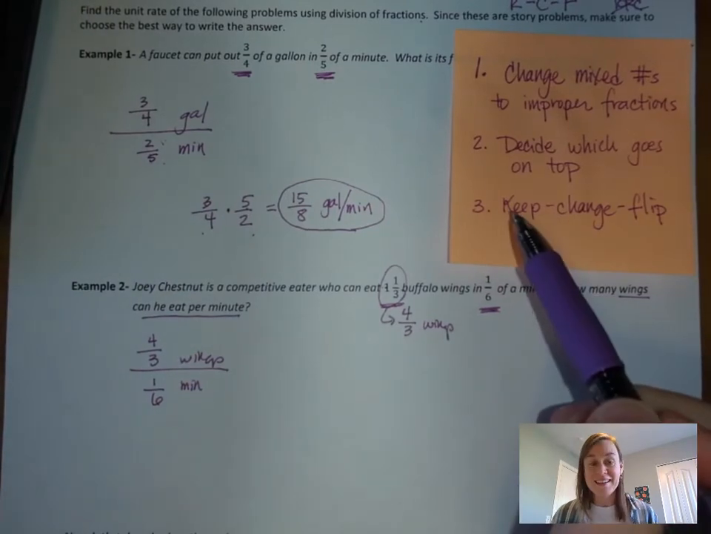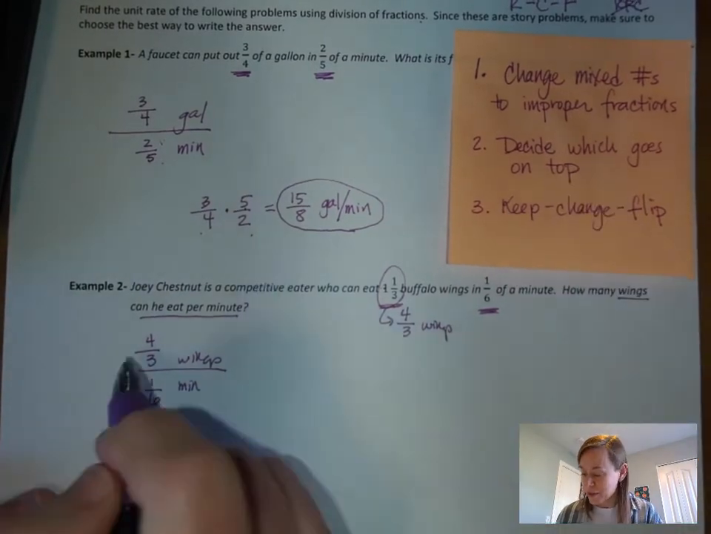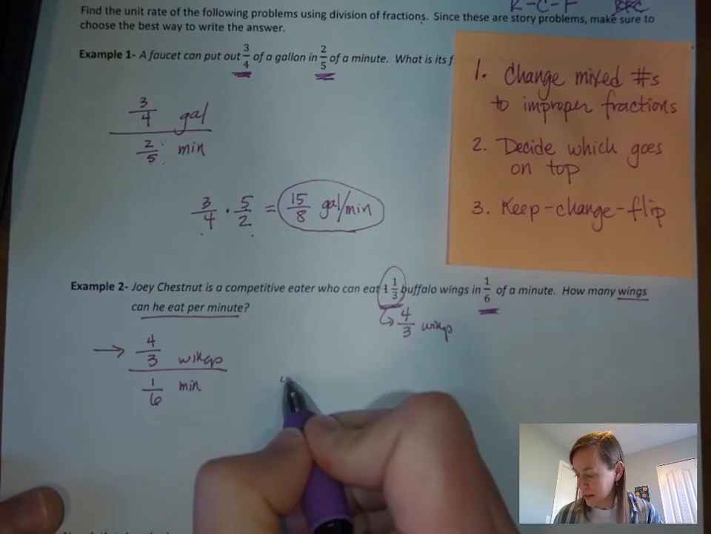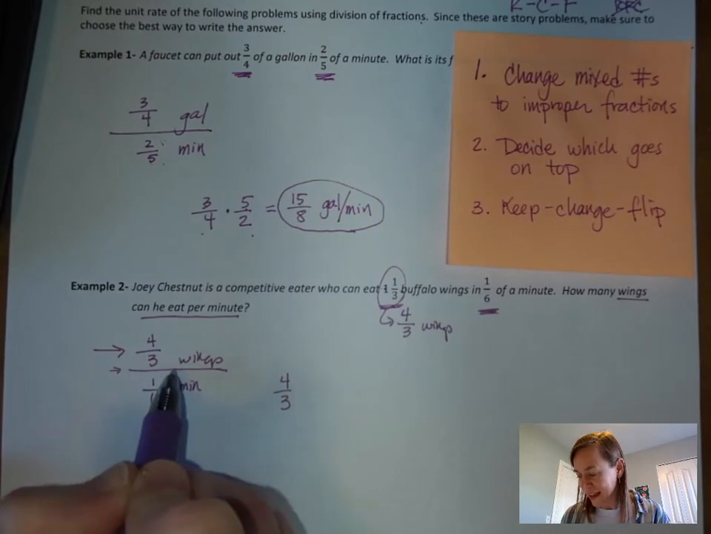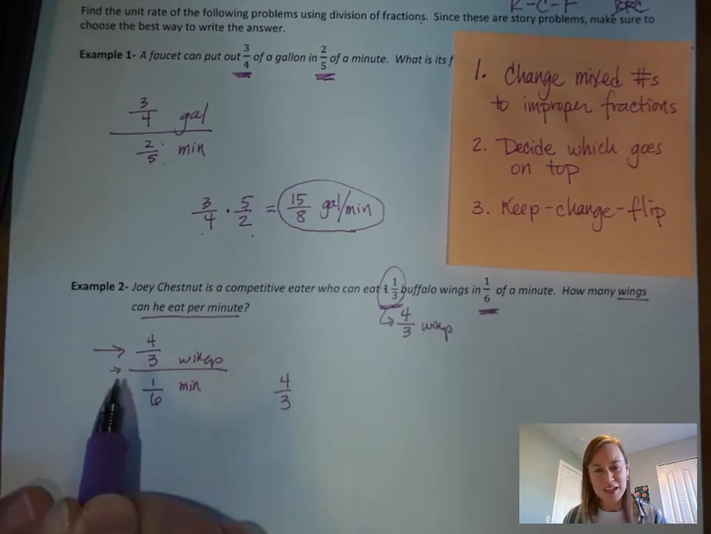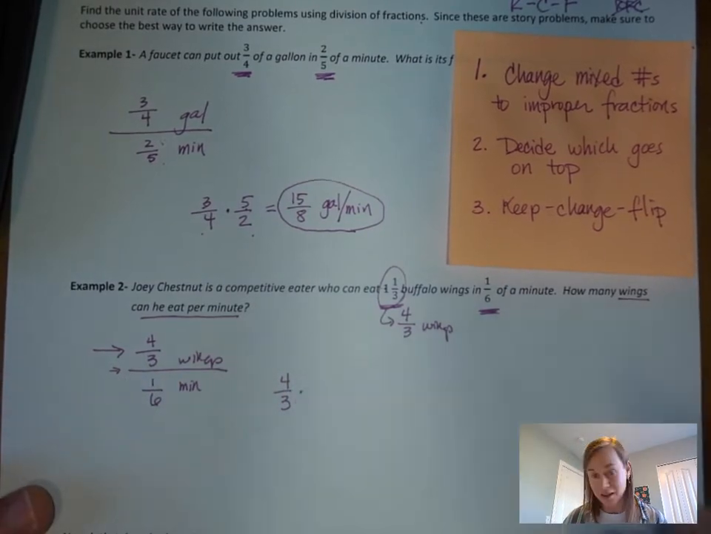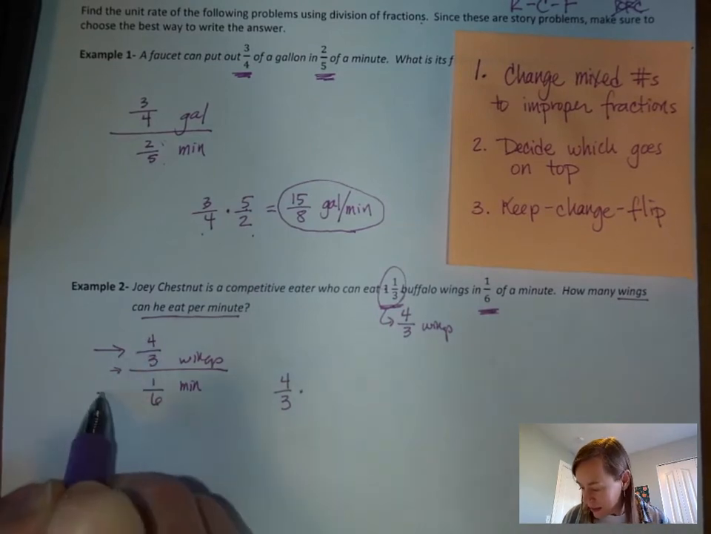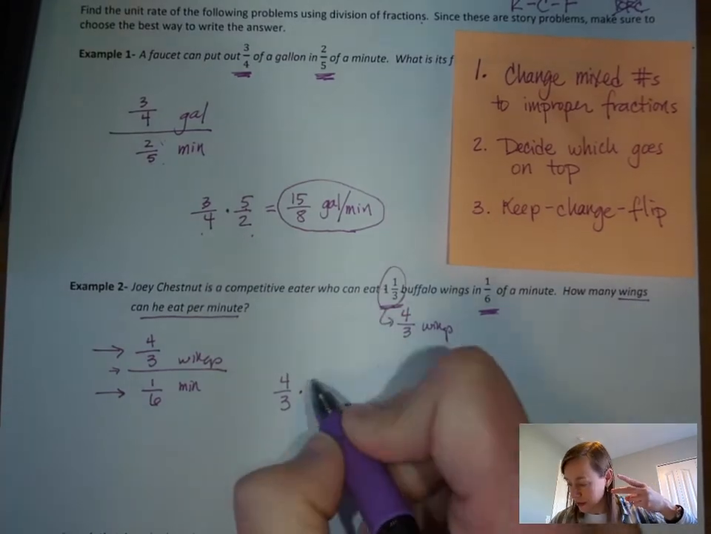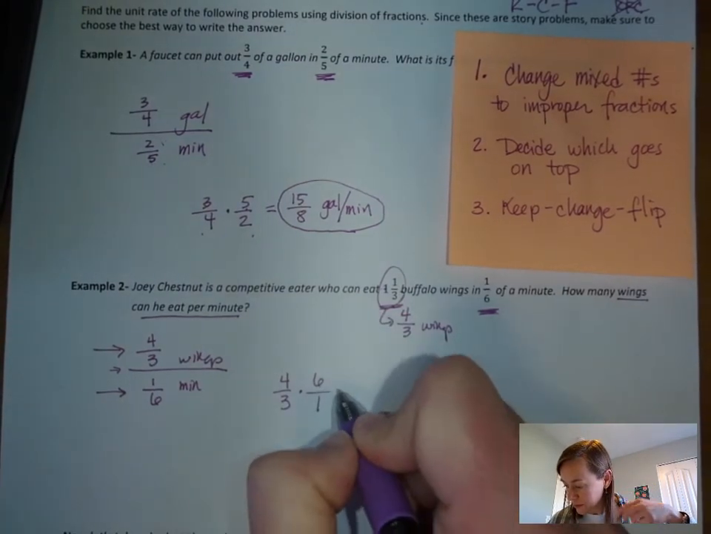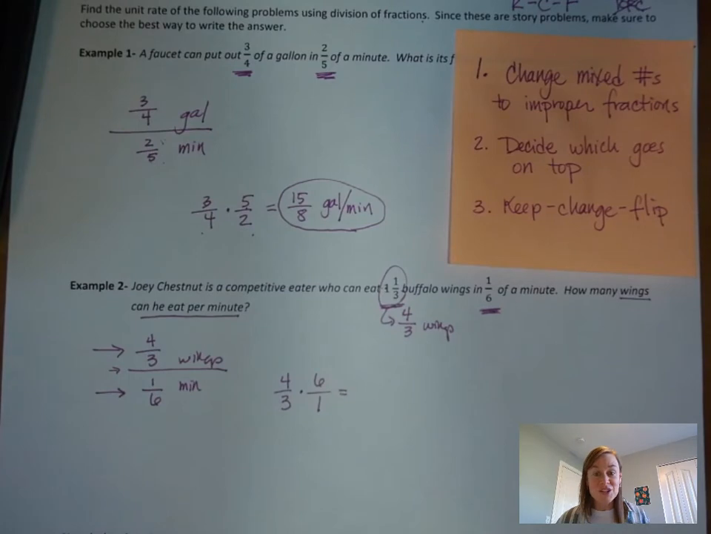Now, step 3, keep, change, flip. So this is what we keep. This is what we change. This line means division, right? So we're changing that into multiplication by using a dot. And this number is what we flip. So instead of 1/6, we're going to make it 6/1. Now we're going to check for some cross-canceling.